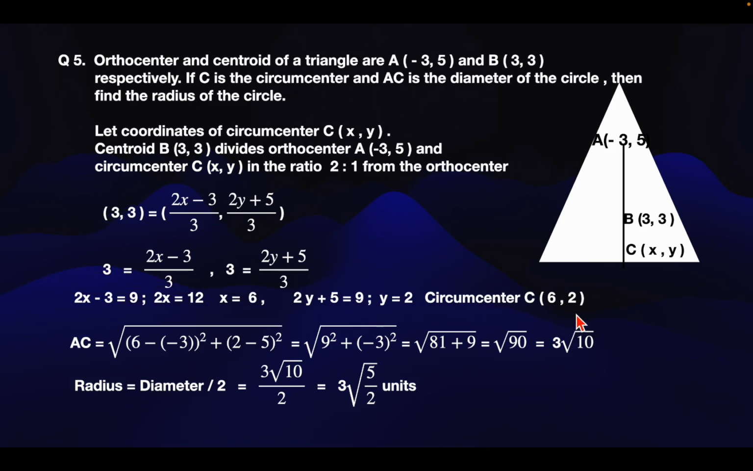After finding the coordinates of C, which is the circumcenter, we learn that AC is the diameter of the circle. They are asking the radius. If this is the diameter, let us find the length of this AC by the distance formula. So here you are going to apply the distance formula. We know the coordinates of C, that will be x2, y2. A will be x1, y1. Simplify it, apply the distance formula. We have done many sums on it. Please go through that again and apply the distance formula. You will get the diameter as 3√10. Radius is diameter upon 2. So divide it by 2 and you will get the answer.